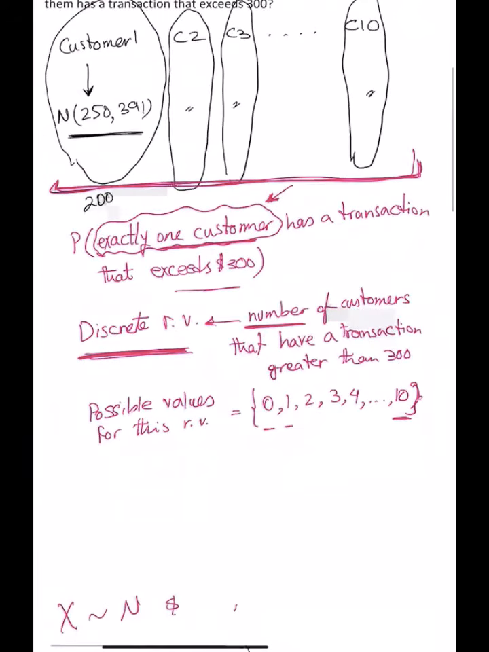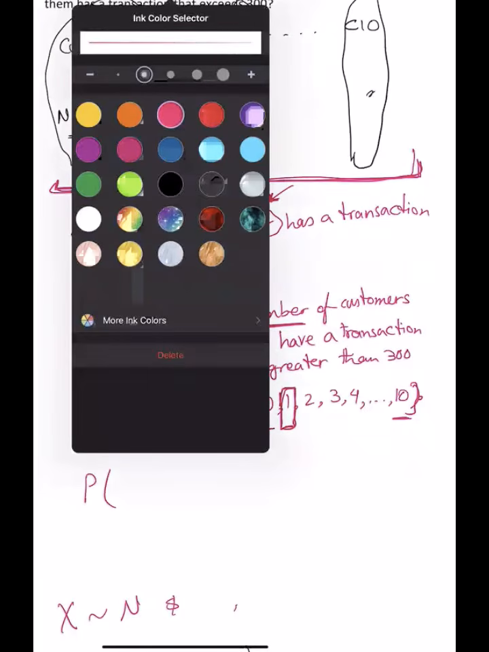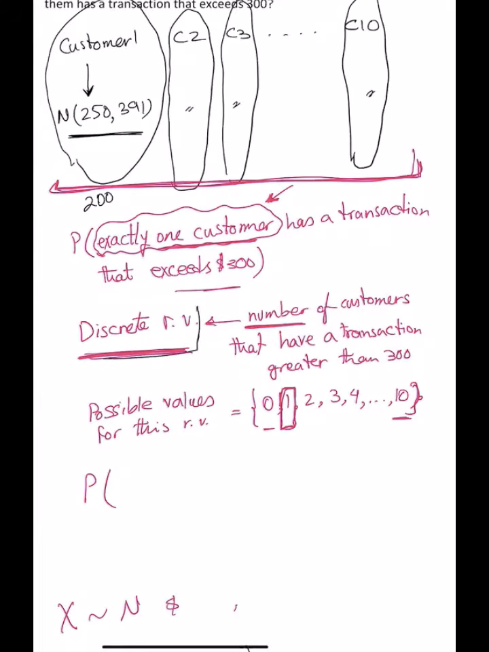Now, what this question wants from me is what is the probability that this random variable gets value of 1? What is the probability that exactly one of those customers has a transaction value greater than 300? Let's assume for this random variable, I'm going to just use letter y to show it. So this is the probability that y takes value of 1. The number of customers out of these 10 that has transaction value greater than 300 is 1. I want to calculate that.